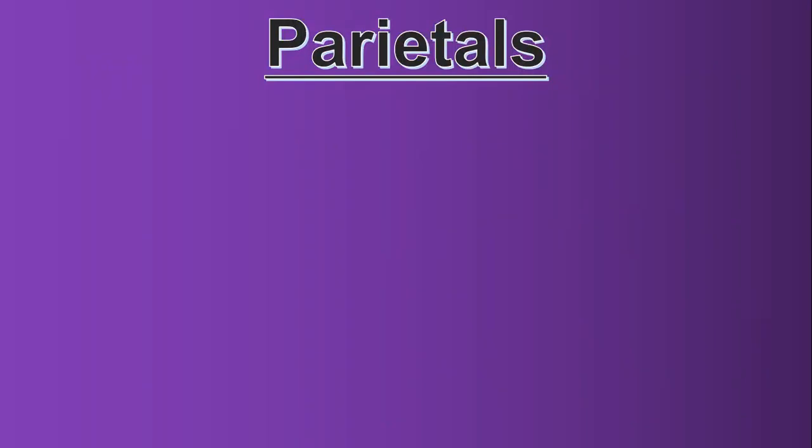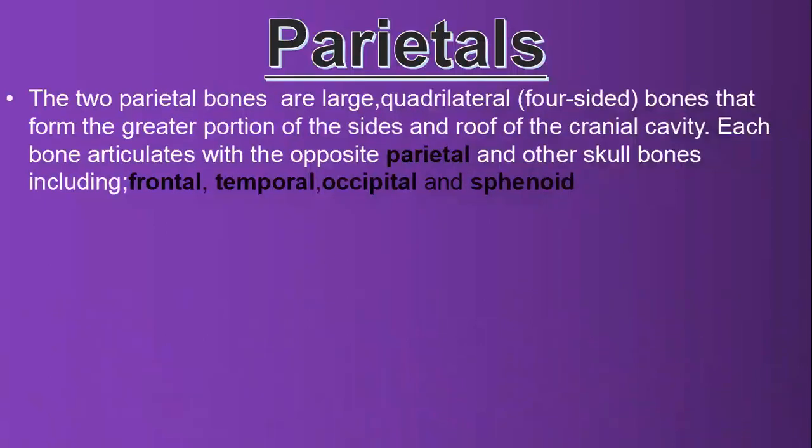In the previous discussion, we were able to identify the frontal bones, and we went deep into it to identify the structures within the frontal. And with us today, we shall be learning about the facts about the parietals. The two parietal bones are large quadrilateral, which is four-sided, bones that form the greater portion of the sides and roof of the cranial cavity.